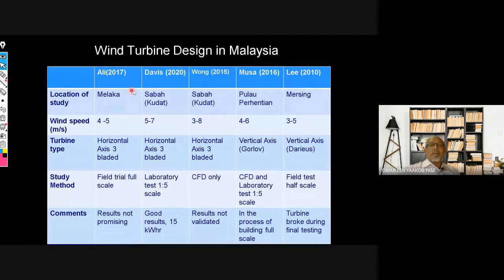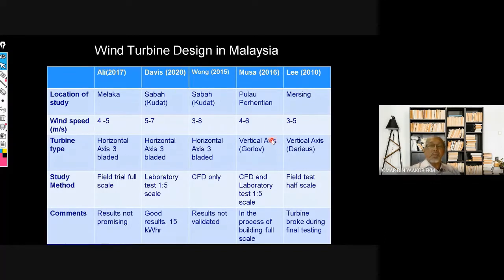Okay, so say Ali wrote a paper. Sorry, Lee wrote a paper in 2010. He studied something about wind turbine in Mersing. That was his wind speed, and he used this axis, and this is how he studied it, and so on. Okay. And after that would be Wong, and then after that would be Musa, after that would be Ali, and after that, David.